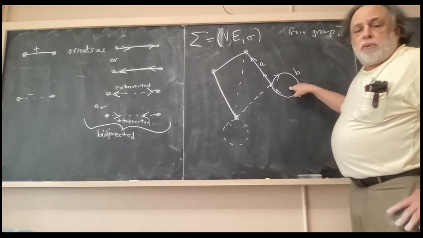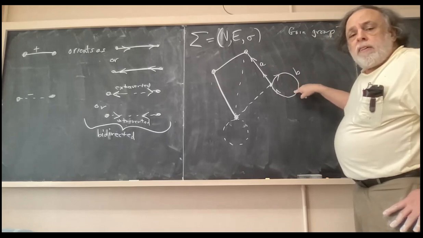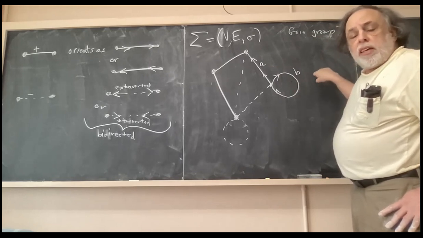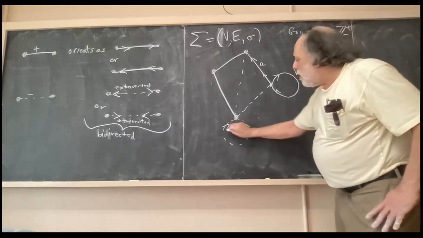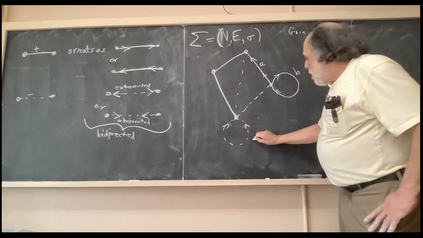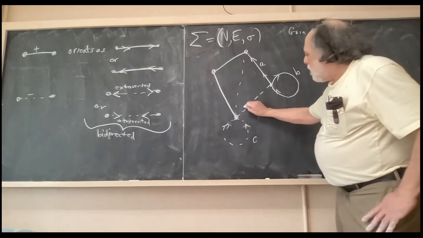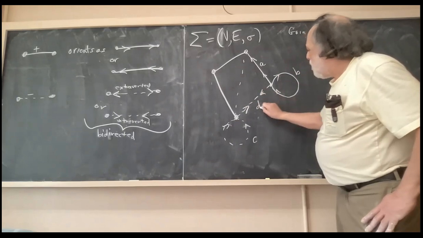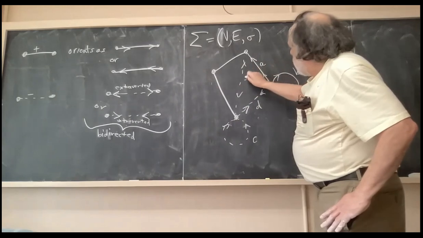Oh, this is not going to be trivial anymore because we're not just treating it as a loop, but as a loop with a gain value, and that makes a difference. And here we have, let's do it this way, this extroverted loop. And let's call that gain C. And let's make this one an introverted edge with gain D. And here we have another edge with gain E.